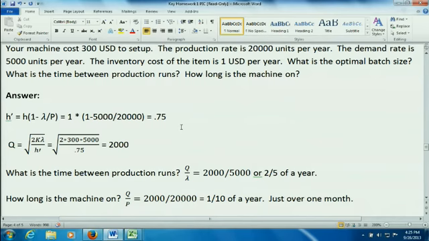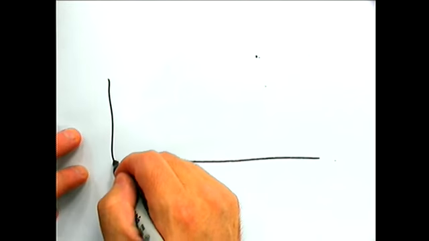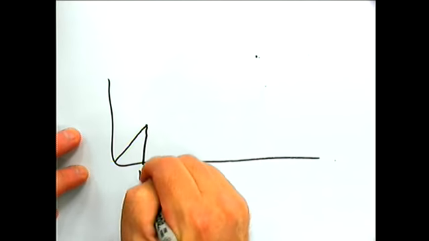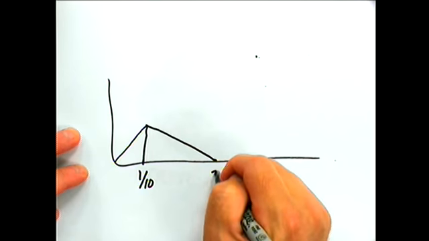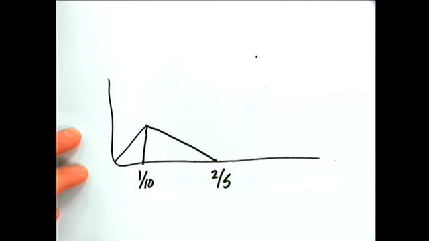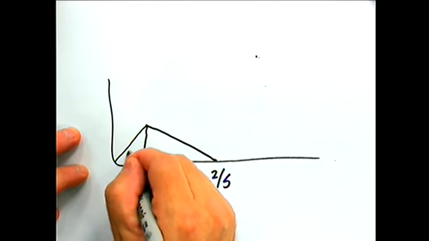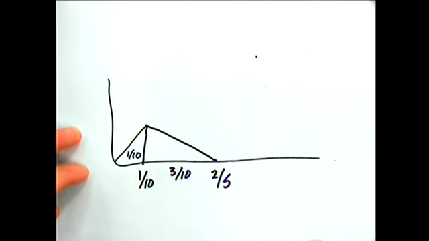Okay? So what you're doing here is you're building inventory. And this is 1/10 of a year. And this is 2/5 of a year. Okay? And so this is 3/10 in this range and 1/10 here. Okay? Everybody get that? And you're just repeating that cycle over and over again.